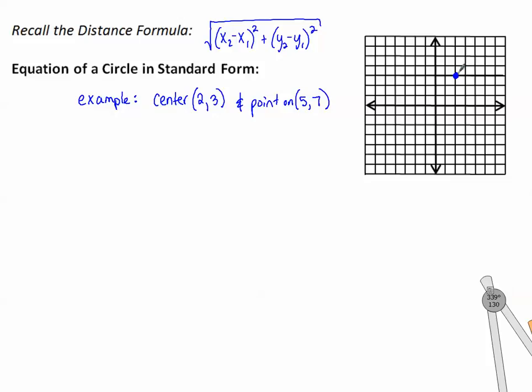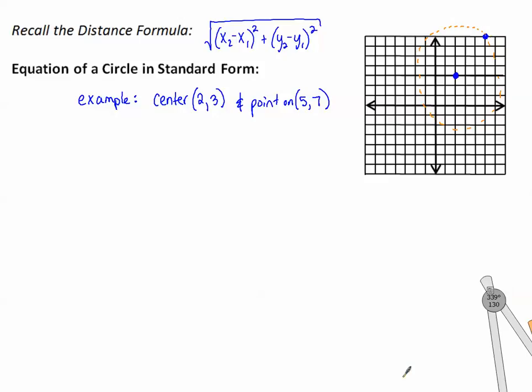Let's go graph those two in our grid. So there's the center, and 1, 2, 3, 4, 5, 1, 2, 3, 4, 5, 6, 7. So here's the center of our circle, and here's a point on the circle. So imagine being able to know where all the rest of the points are. Now that's kind of a really rough draft, but that's the idea. This is the center, and that is some point that's on the circle.